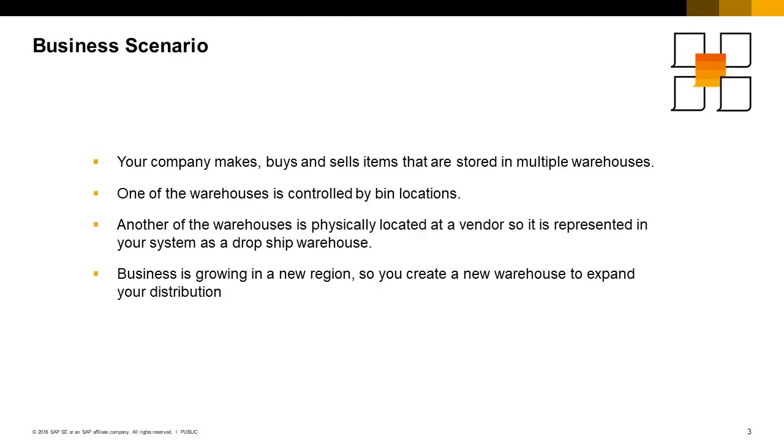Your company makes, buys, and sells items that are stored in multiple warehouses. One of the warehouses is controlled by bin locations. Another of the warehouses is physically located at a vendor, so it is represented as a dropship warehouse. Your business is growing in a new region, so you create a new regional warehouse to expand your distribution.